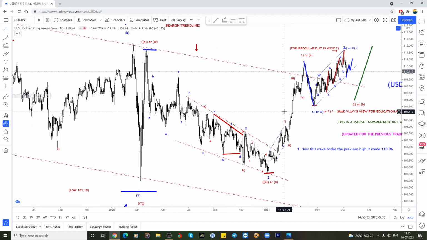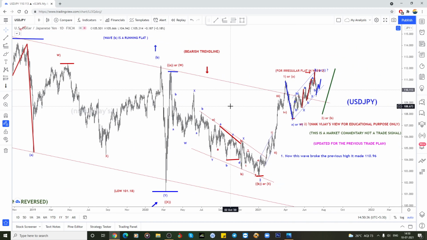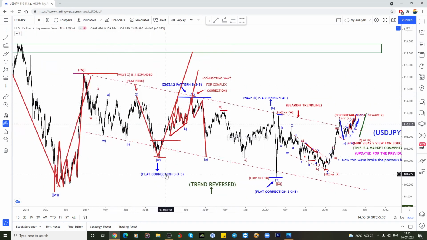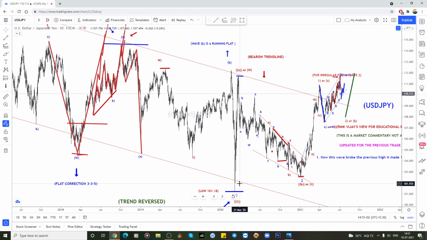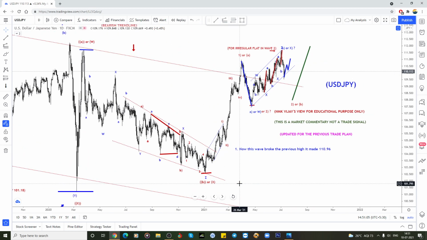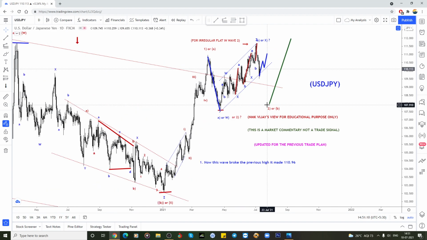So concentrate on those wave structures and wave patterns. See, A, B, C, and this is the connecting wave. So this is an ABC, and again A, B and C. So here it's a C. So this is a flat correction. So here one flat correction ended, and that is why I have already explained here. So you need to understand, that's it. Understanding is the main part in Elliott wave theory. If you don't understand, it's very tough to trade here, and you will blame the Elliott waves. So let's move on to USD JPY.